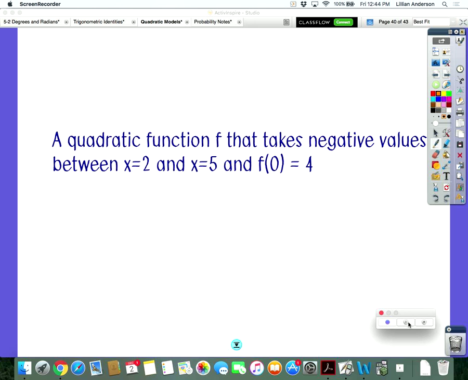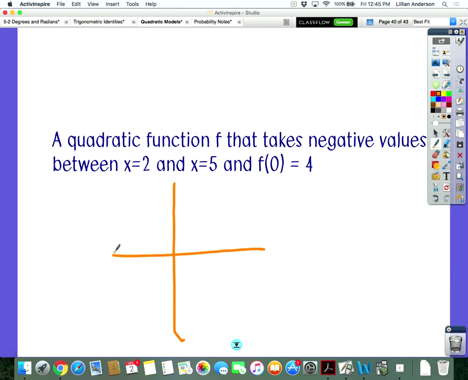This one's definitely probably the hardest of them all. You have a quadratic function that takes negative values between 2 and 5. What does that mean, you think? Well, you're right about the negative part, but not the parabola being negative. It takes negative values between those two, so between x equals 2 and x equals 5, it goes below the y value of 0. It's in the negative.